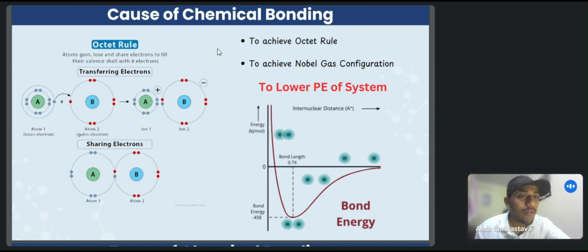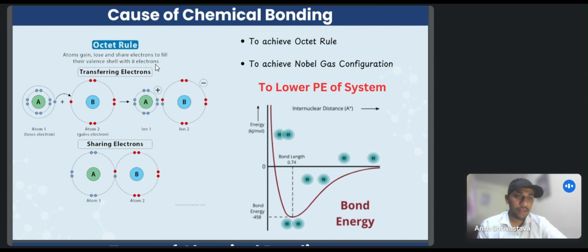Starting with the explanation of the octet rule. Atoms tend to bond to achieve a stable electronic configuration which often resembles a noble gas configuration, and this is known as the octet rule. The octet rule can be fulfilled by two scenarios, either by transfer of electrons or by sharing of electrons. You can see the visualization to understand it much better. Both these processes aim to achieve the noble gas configuration, which ensures stability for the atoms. Another reason for bonding is lowering the potential energy of the system.